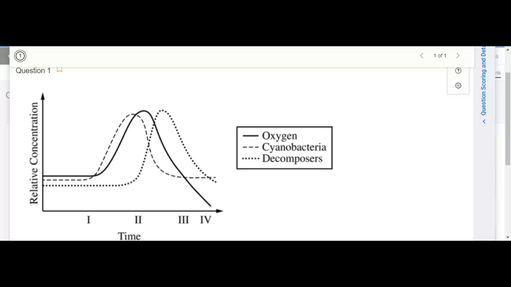So I wanted to explain this practice question. This is a typical, really short, like 6-minute example of an AP Bio level practice question. The situation is that they have a pond, and in the pond there are 2 different kinds of living things that they're analyzing.